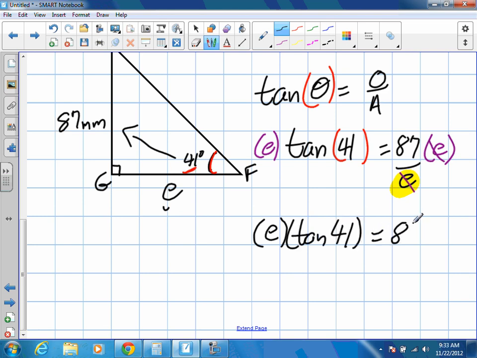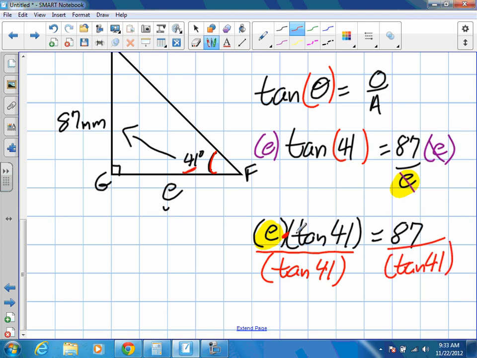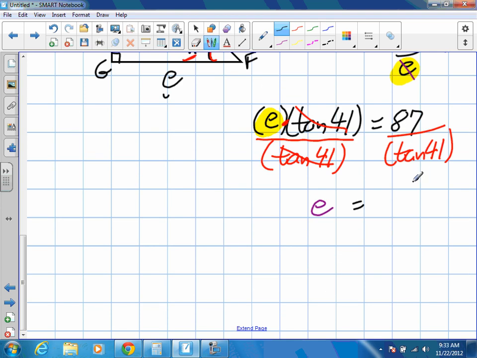Well, the whole goal is to get e by itself. e is now on this side of the equation, so how do I get e by itself? What do I need to divide by? I don't need to divide by e again. I need to divide by that tan 41 because it's multiplied by it right now. So we divide both sides of the equation by tan 41. Very standard algebra, same stuff we've done previously, and we do it to both sides. On the left side, they cancel out or make a 1, so we're left with just e. And e is equal to 87 divided by tan 41.